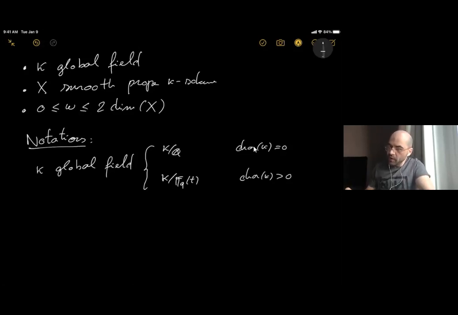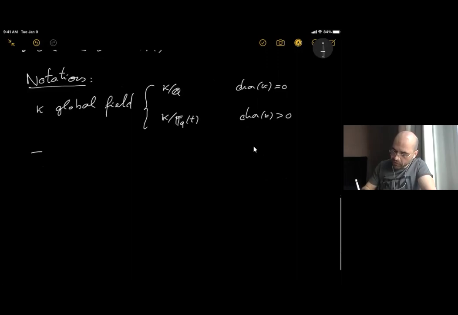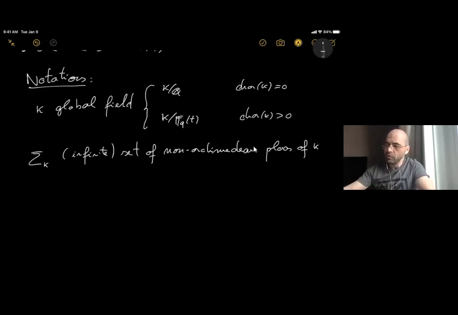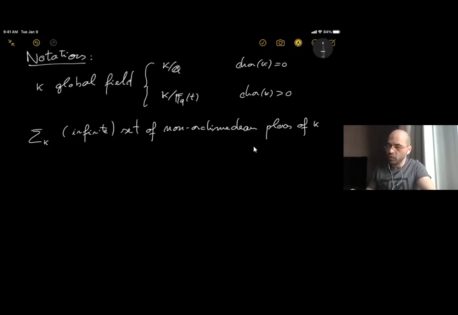Okay. And then following Serre, we denote by sigma of little k this infinite set of non-Archimedean places of the field. You can think about this as absolute values up to equivalence, all possible absolute values that you can define on your field up to equivalence.